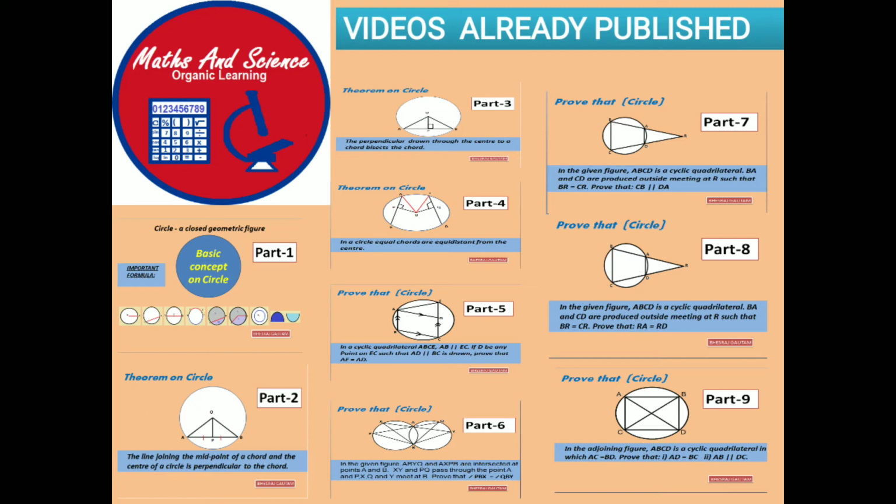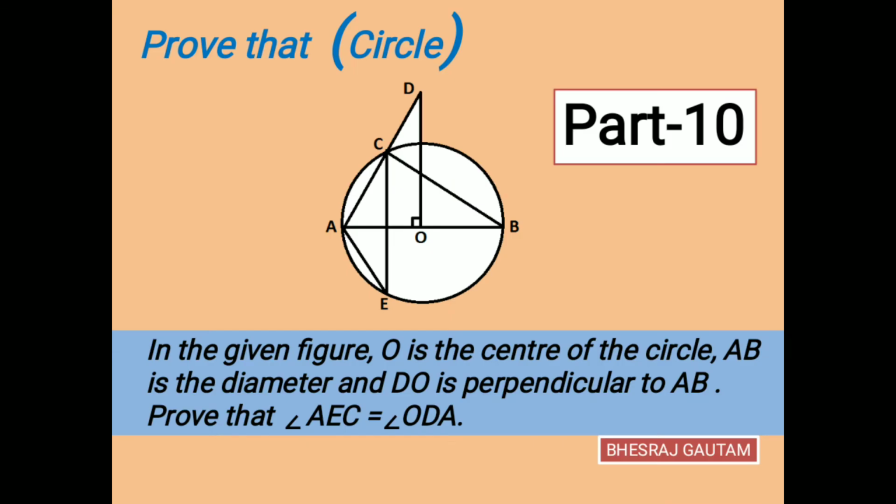In today's class, I have picked a question in which O is the center of the circle, AB is the diameter, and DO is perpendicular to AB. Studying the figure, we are asked to prove a condition where angle AEC is equal to angle ODA.